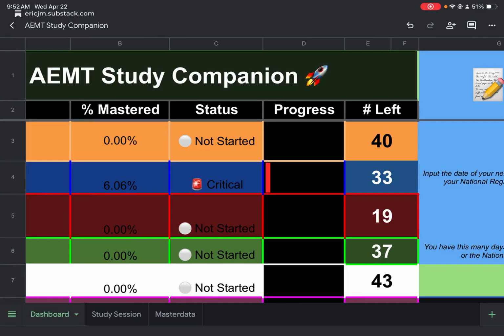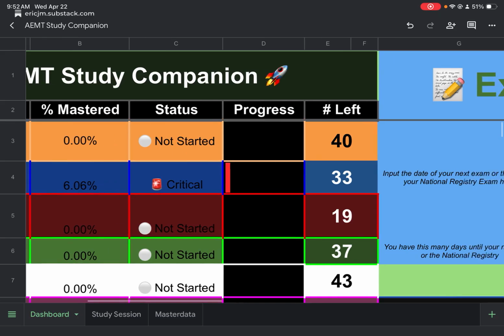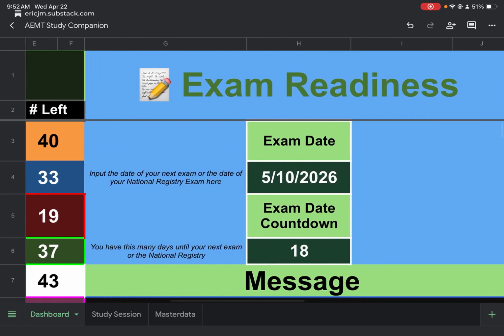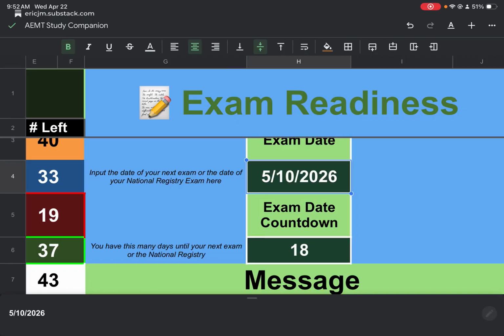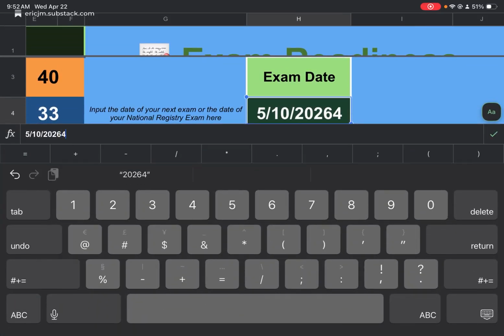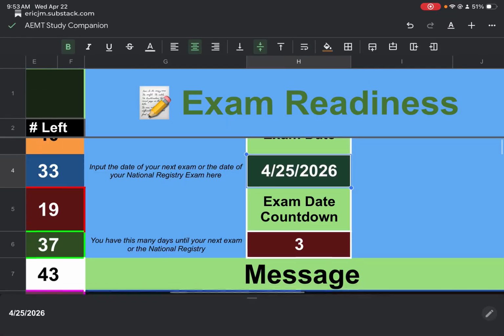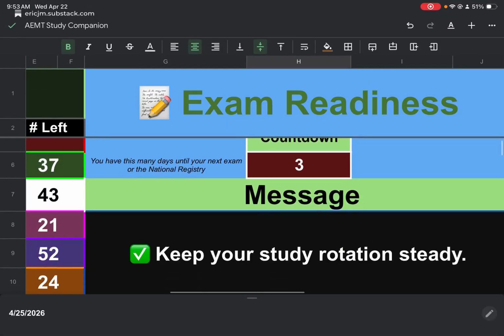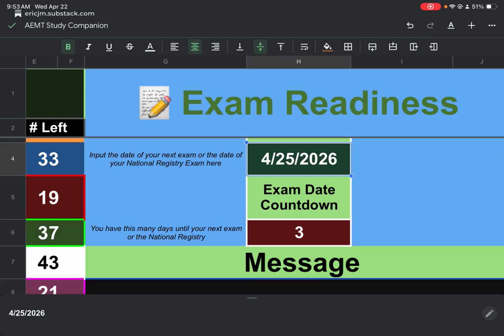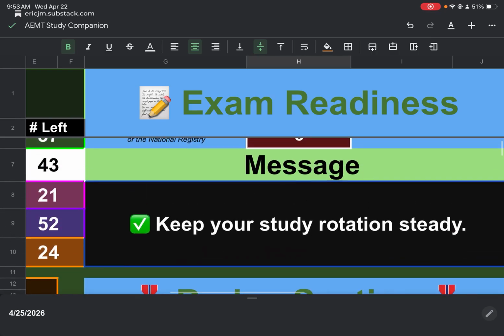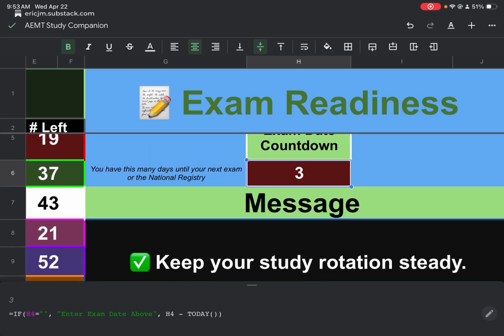It's good for practicing for National Registry, but also for any exam. Speaking of which, if you know your exam date, you can publish it here and just put, all right, it's going to be on 25, 20, 26. Once you click that, there it is. You have this many days until your next exam or the National Registry. So good. There'll be a nice little message there. It should update, but for some reason it didn't. So that tells you, I only have 3 more days.